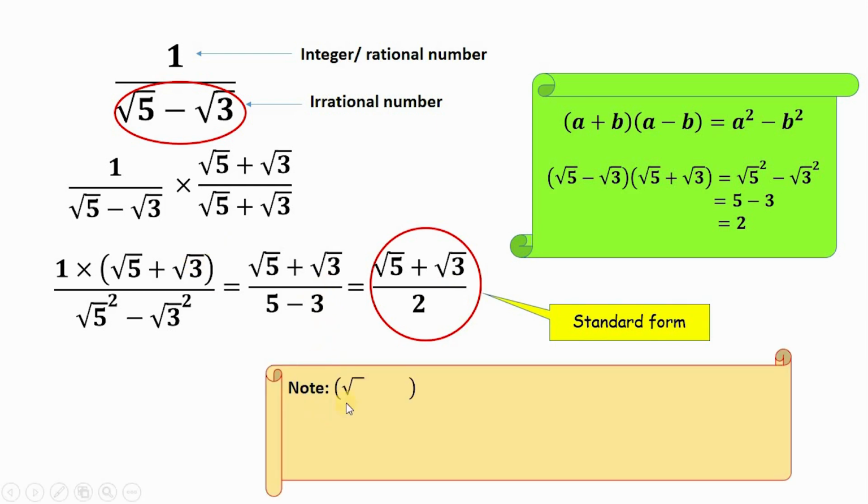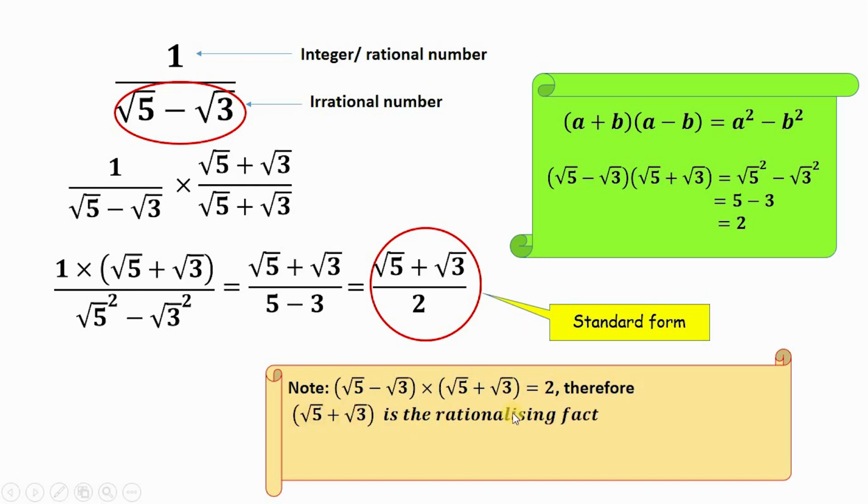Now here again we'll take a note. Square root of 5 minus square root of 3, when you multiply it with the square root of 5 plus square root of 3, you'll get the answer 2. Therefore, we can say that square root of 5 plus square root of 3 is the rationalizing factor, or RF, of square root of 5 minus square root of 3. Or in other words, we can say square root of 5 plus square root of 3 is the conjugate of square root of 5 minus square root of 3. When you talk about the conjugate, we change the operation between the two numbers only. So I hope till here you have understood.